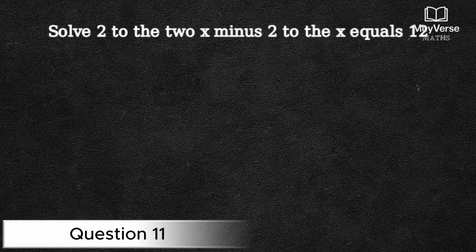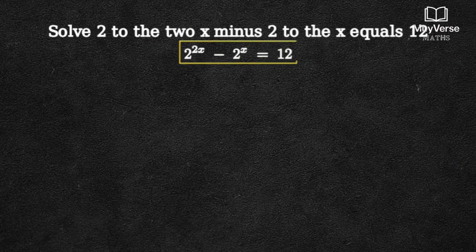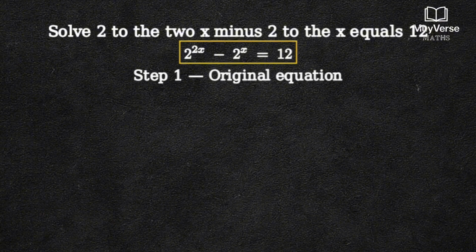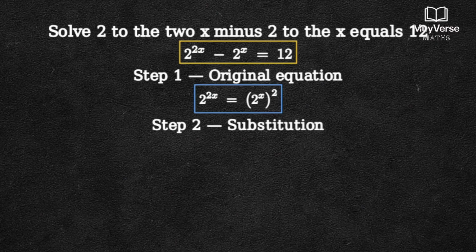Solving and back substituting. Step 1. Write the original equation. Notice that 2 to the 2x equals the square of 2 to the x. Step 2. Use substitution. Let y equal 2 to the x. Then the equation becomes y squared minus y equals 12.